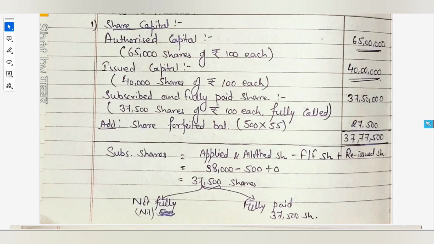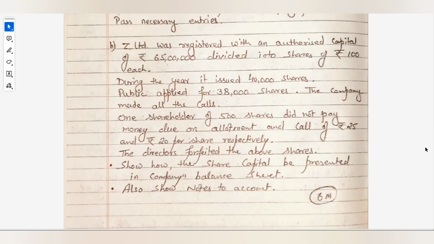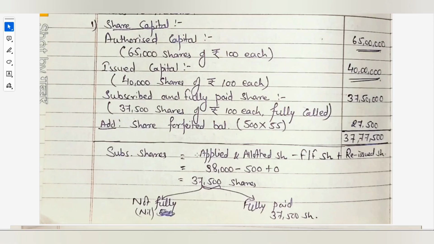Wait a minute, let's have the language of the question so that you all can easily understand. On 500 shares did not pay money due on allotment and call, 25 and 20. So if the shareholder did not pay rupees 25 and 20, that means total 45 rupees on his holding. That means out of 100 he did not pay rupees 45. That means he must have paid rupees 55, and that amount which has been paid by the shareholder, when the shares have been forfeited, is transferred to the share forfeited account.